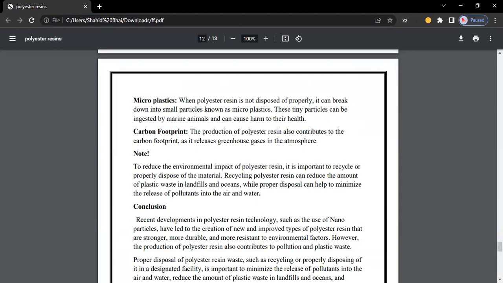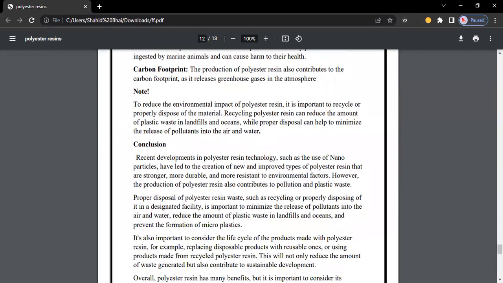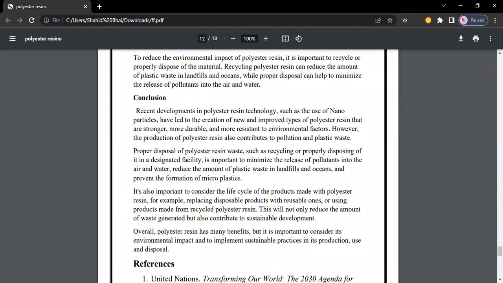Note: to reduce the environmental impact of polyester, recycling and proper disposal of the material are important. Recycling of polyester can reduce the amount of plastic waste in landfills and oceans, while proper disposal can help to minimize the release of pollutants in the air and water. Finally, we discuss the conclusion.